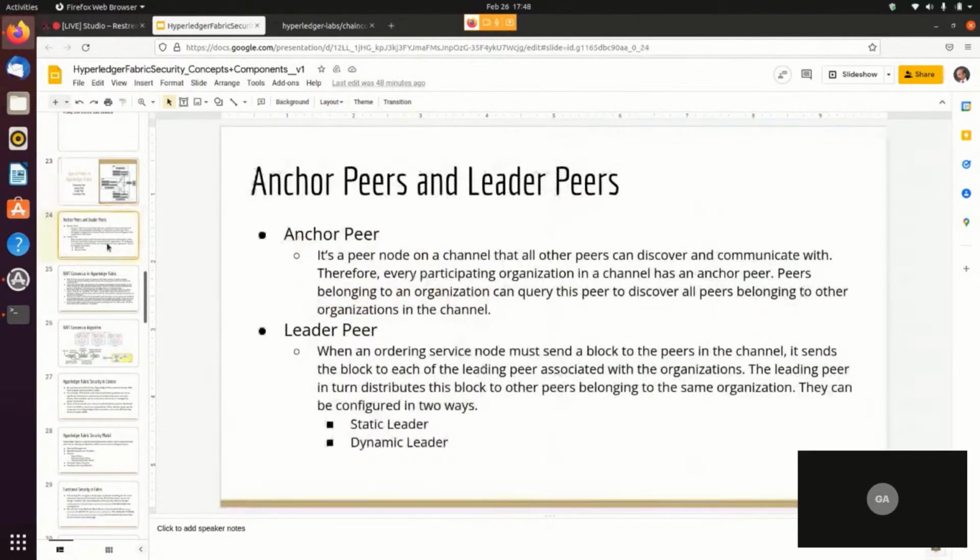Okay, but we have to understand the difference between anchor peer and leader peer clearly. Anchor peer is a peer in a channel that all the other peers can discover and communicate with. So every organization in a channel will have an anchor peer. Leader peer is something which communicates with the ordering service. When the ordering service must send a block to the peer, it sends the block to the leader peer. Leader peer could be selected either by a voting or it can be selected statically.